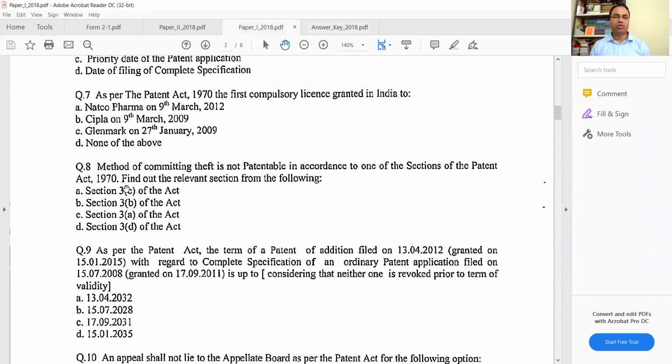And how I'm answering it is like this. I read this question 8, method of committing theft is not patentable in accordance with one of the sections of Patent Act 1970. Find out the relevant sections for the following. Now, when I'm taking the questions, I can speak out or write some notes here. Now I start writing notes here. So section 3B or 3A, why is it not there? So I write notes here. Section 3A said like this.